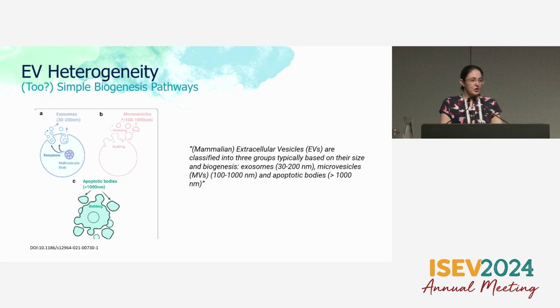One of the challenges we've got is EV heterogeneity. Please, anybody, put your hand up if you've seen this diagram in a review article on EVs. I would imagine that most people have seen this diagram, and you see the statement, mammalian extracellular vesicles are classified into 3 groups, typically based on their size and biogenesis. There are the exosomes, the microvesicles, and the apoptotic bodies.